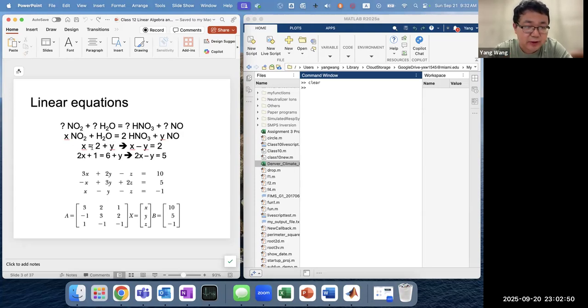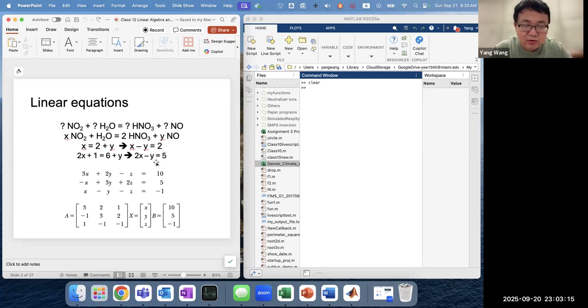And then we try to build up an equation, right? So we assume that there is X number of nitrogen dioxide and Y number of nitrogen monoxide, and we can start to build the equation for nitrogen, right? X of nitrogen equals 2 plus Y, and for oxygen, 2X plus 1 equals 6 plus Y, right? So you end up having a set of linear equations.